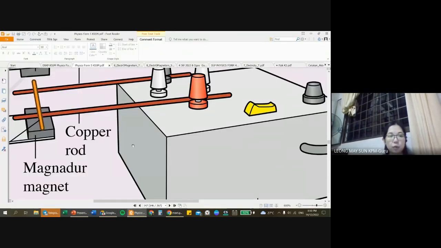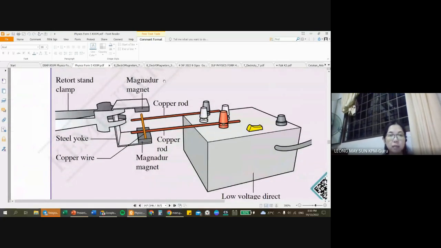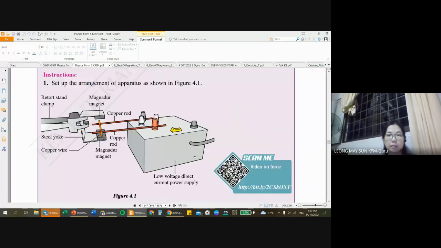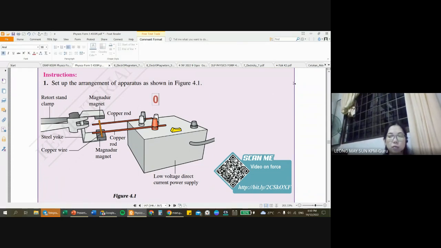Now, over here we have the magnets. In terms of magnets, this is a normal magnet. A stronger magnet is actually called a neodymium magnet. Later, I'll show you guys. Then we have a low voltage direct current power supply over here. Low voltage normally ranges from 0 to 12 volts. This is the low voltage power supply.